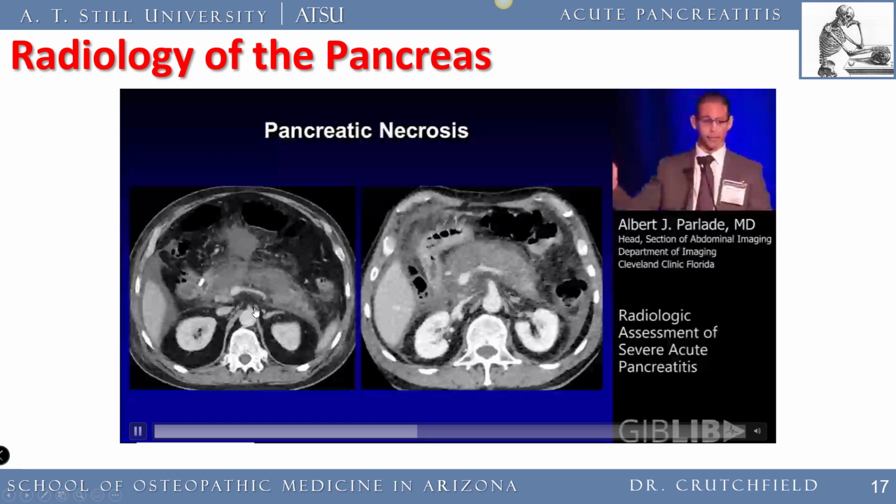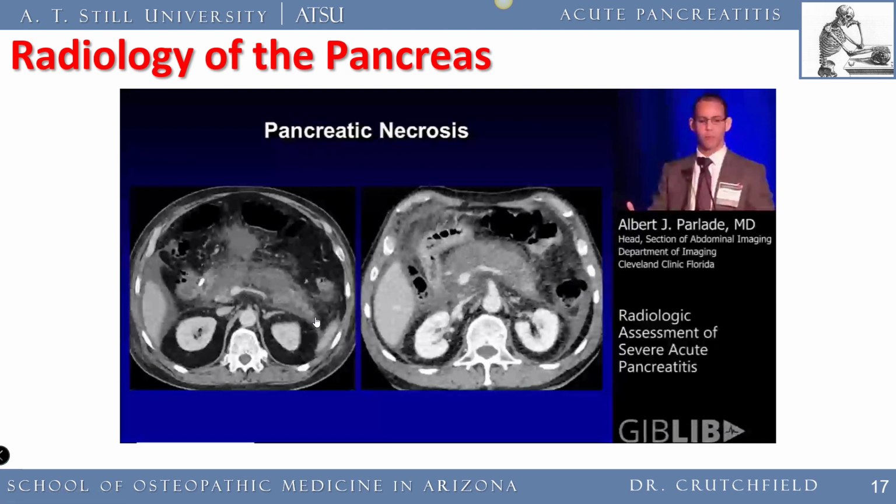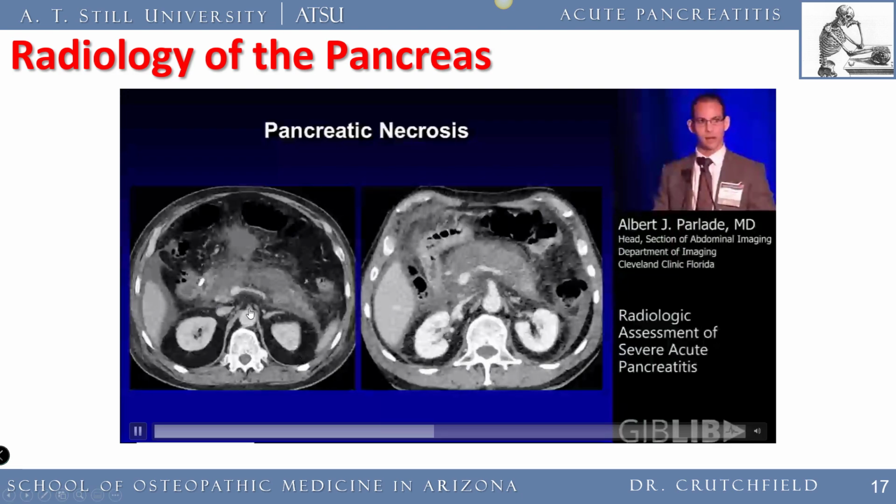On the image on the left side of the screen, you'll see, I don't know if there's a mouse, no. There's no mouse. You'll see that there's a little enhancement of the tail of the pancreas. You can see there's a brighter area in the tail of the pancreas, while the rest of the pancreas is low in attenuation. And that's how you diagnose necrosis. You have a contrast-enhanced scan, any areas that are low attenuating. If you want a number, you can measure less than 30 Hounsfield units is the area of necrosis.